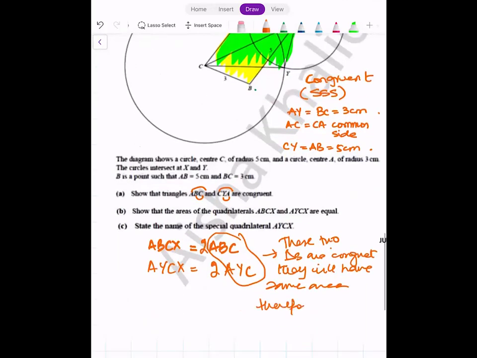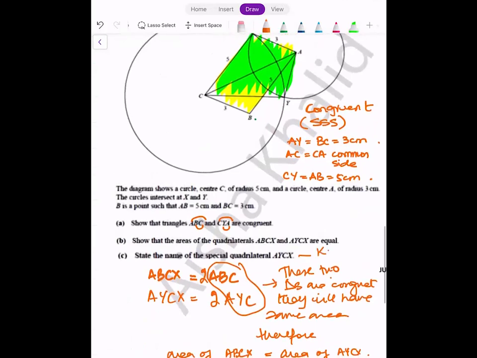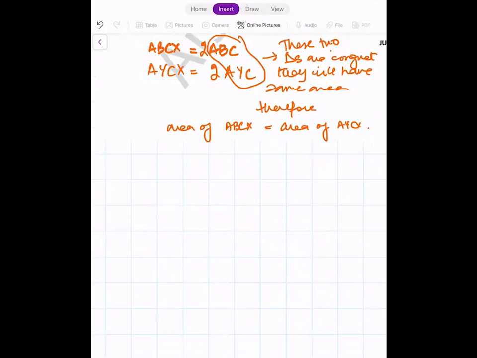Therefore, area of ABCX is equal to area of AYCX. The name of the special quadrilateral AYCX, it's a kite. Let's move on to new questions.